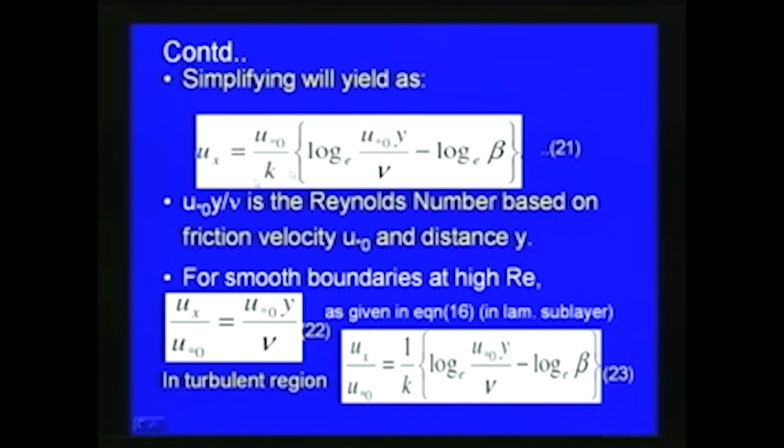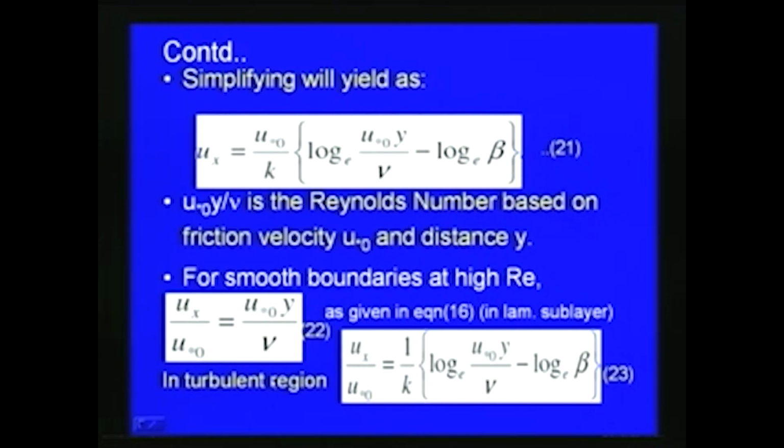As we can see, u star o into y by nu is a Reynolds number based on the friction velocity or the shear velocity u star at a distance y. So, this term is a Reynolds number based on the friction velocity. For smooth boundaries at high Reynolds number, in this region u x is equal to u star o into y by nu, as given in equation number 16 for the laminar sublayer earlier.